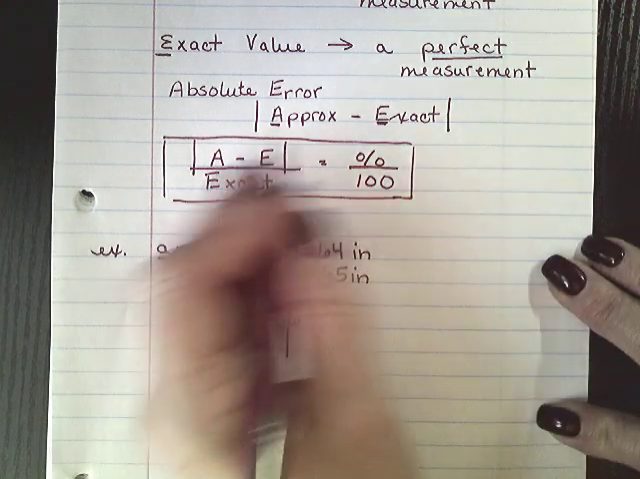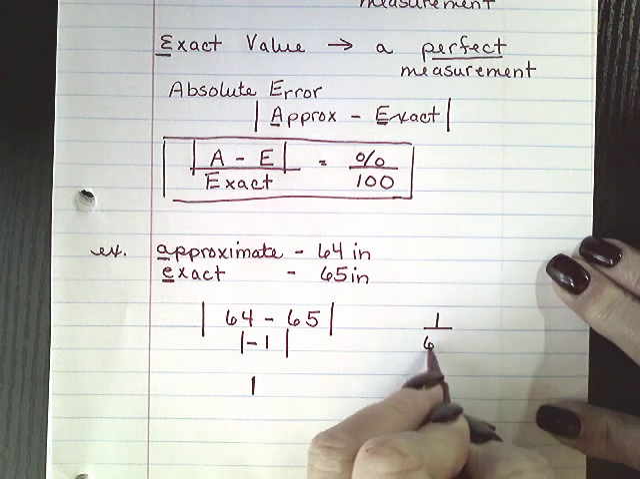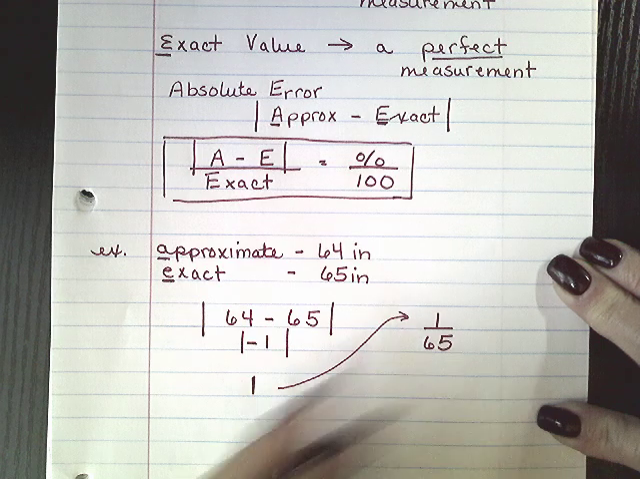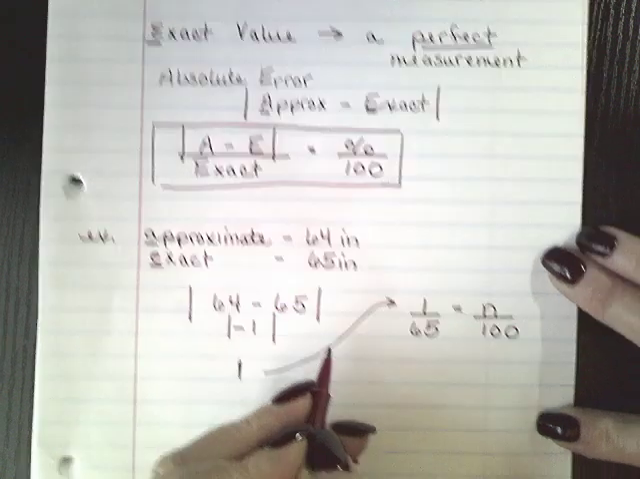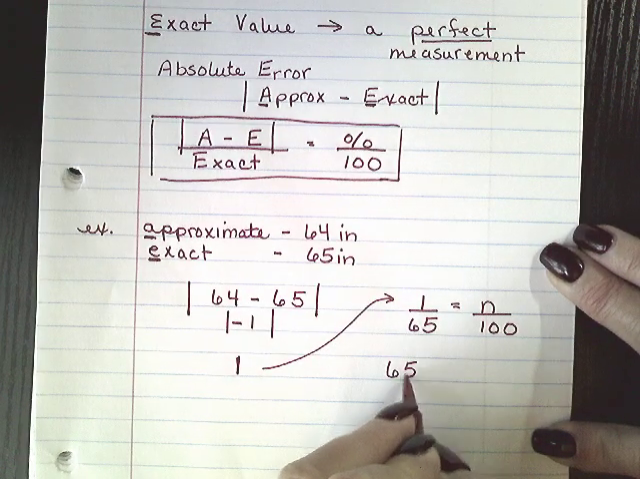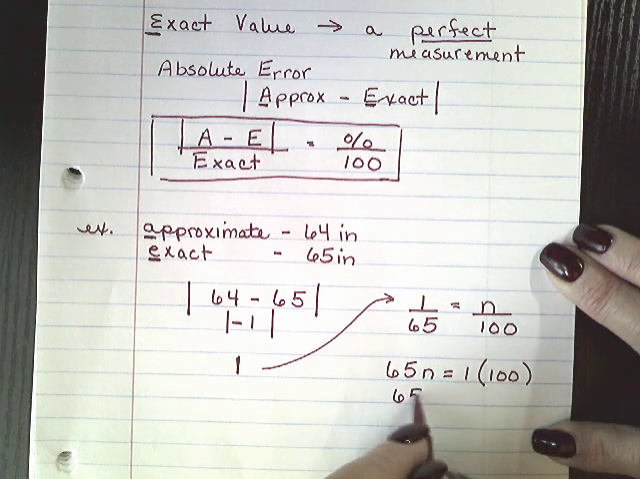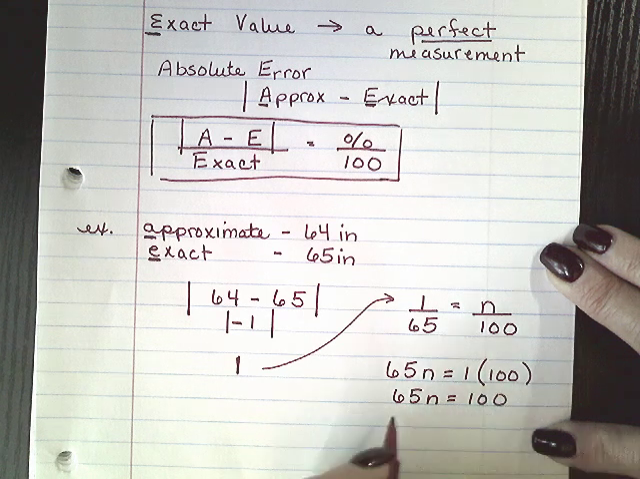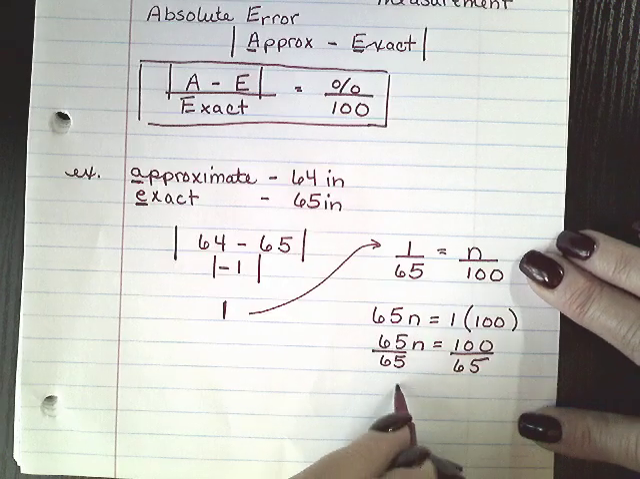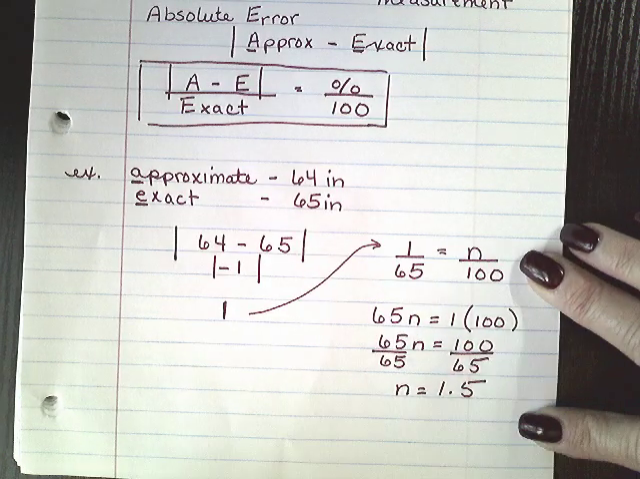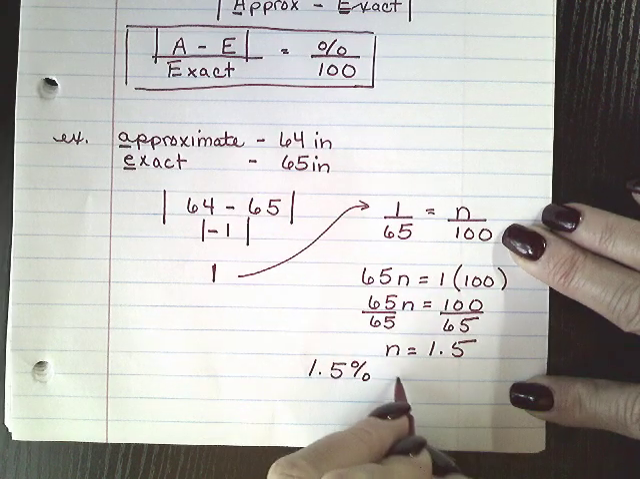So when I set up my proportion, I am going to say 1 over 65, because that would be this right here, is equal to n over 100. So that would be 65n equals 1 times 100. 65n equals 100. Divide by 65. N is equal to 1.5. So that would be a 1.5% error.